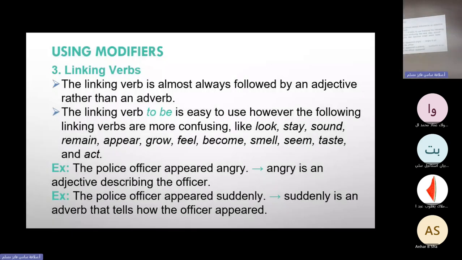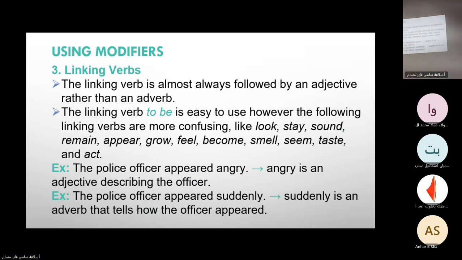Linking verb. What are linking verbs? Verbs that link other words in the sentence. Okay. So the linking verb is almost always followed by an adjective rather than an adverb. Almost always, meaning there are places where it will be an adverb.